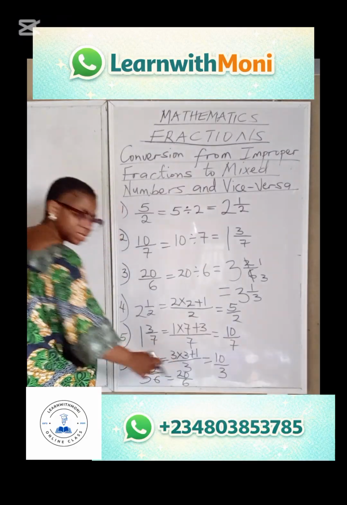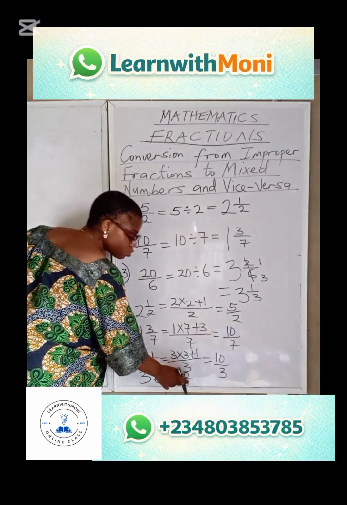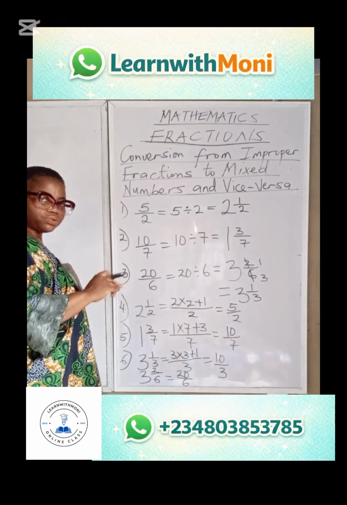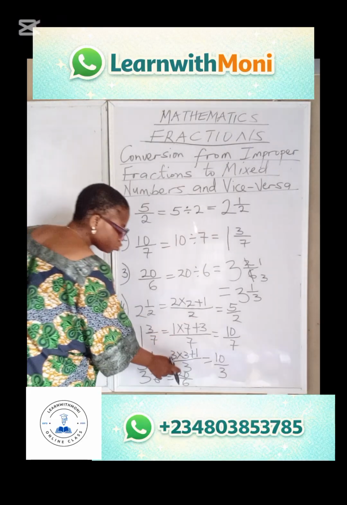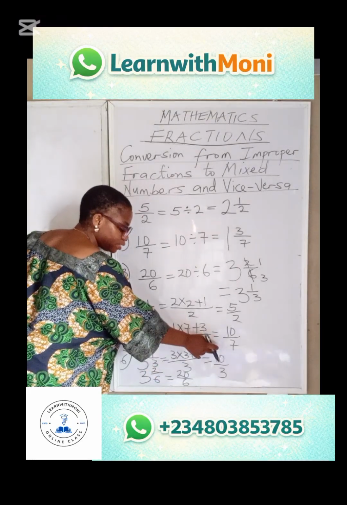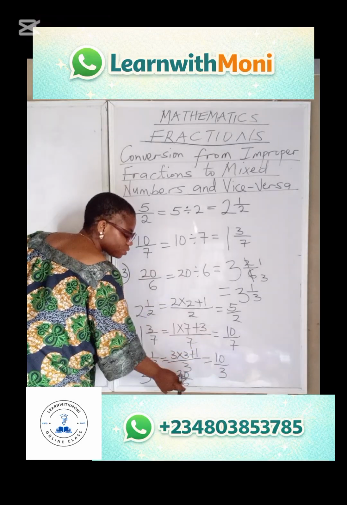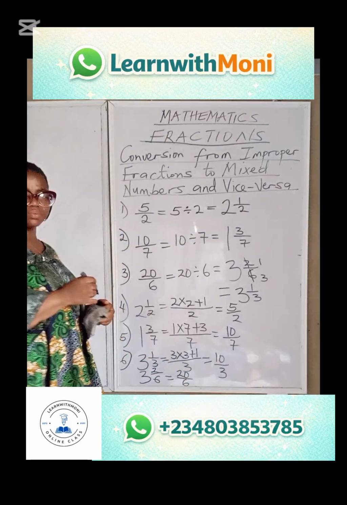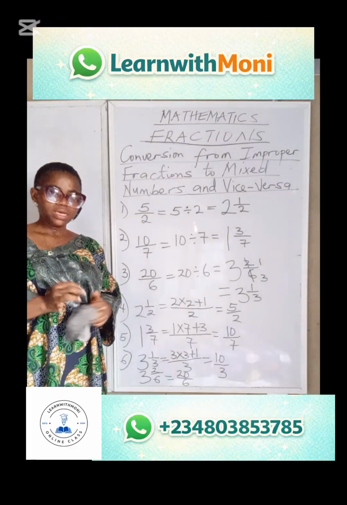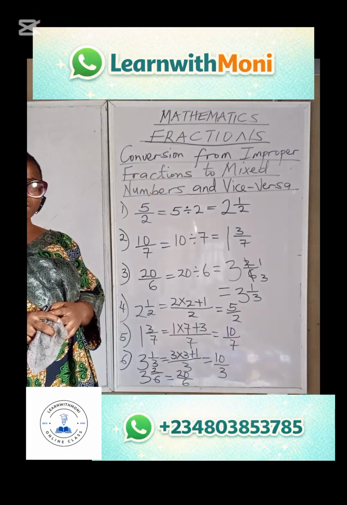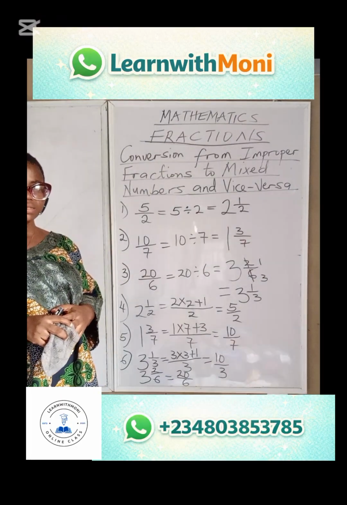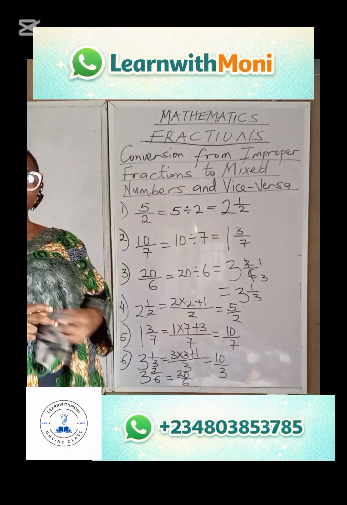Because 20 is an even number. 6 is also an even number. You can reduce it by 2. 20 divided by 2 is 10. 6 divided by 2 is 3. Can you now see that 10 over 3 is the same thing as 20 over 6? This is going to lead us to our next lesson, which is equivalent fraction. Let us go.